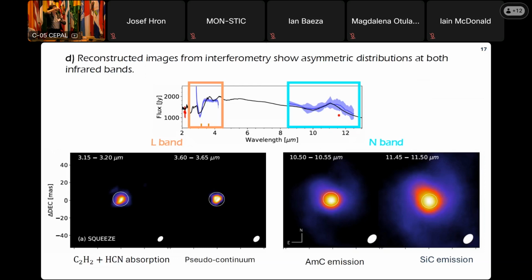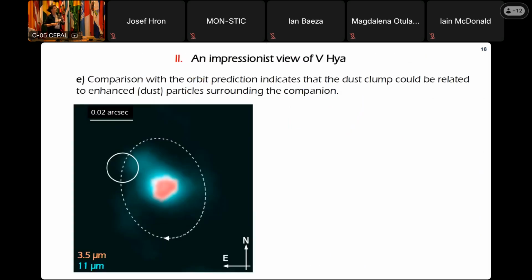And this extended emission in the northeast direction is larger than the expected size of the star. As Claudia showed you a couple of minutes ago, if we combine those two images, we get this kind of composite shape, with the L-band data in red and the N-band data in bluish, and then we can compare it with the orbital solution that we derive. We do not have a perfect match, but a match within the uncertainty of our system, because we still have some uncertainty on the exact period, plus or minus 1 year.